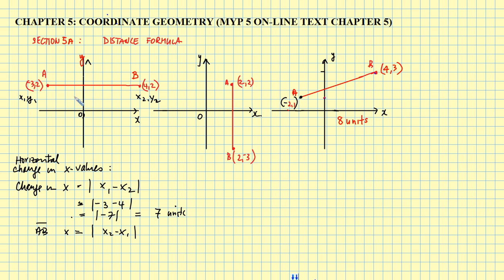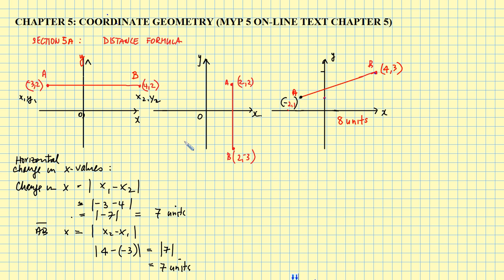Likewise, if I took it from the other side where I said x sub 2 minus x sub 1, it would just be the absolute value of 4 minus -3, which would equal the absolute value of 7, which is still 7 units when I take it out of the absolute value sign. Now, that would be if we were looking at horizontal changes. So we were looking at a horizontal line.